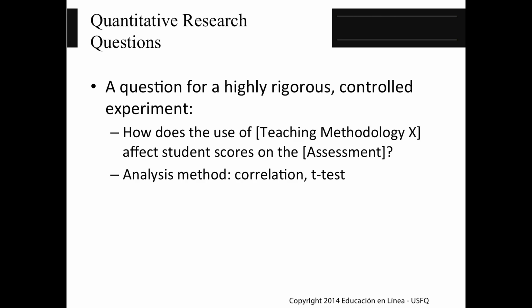So we'd have some teachers using teaching methodology X, and then maybe more teachers using teaching methodology X, and then many teachers using teaching methodology X. That would be the one variable. And then the other variable would be the assessment scores of the students. And we'd see if those two lines track with each other.